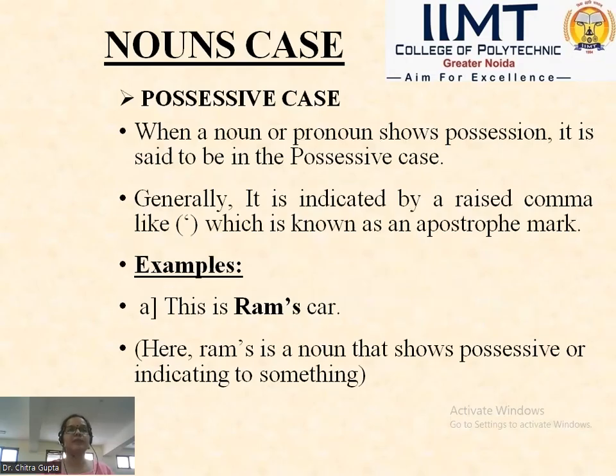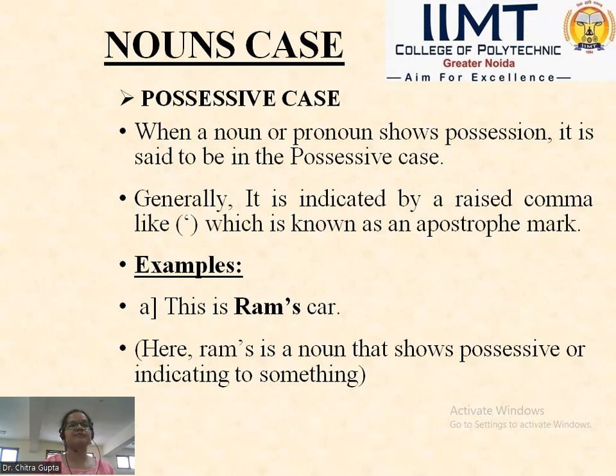Last one is the possessive case. When a noun or pronoun shows possession, shows belongingness, it is said to be in the possessive case, and generally it is indicated by a raised comma, like inverted commas, which is known as an apostrophe mark. What is possessive? Possessive is generally that this particular thing belongs to me. It is the belongingness of something, some kind of an object, or of a living being also.